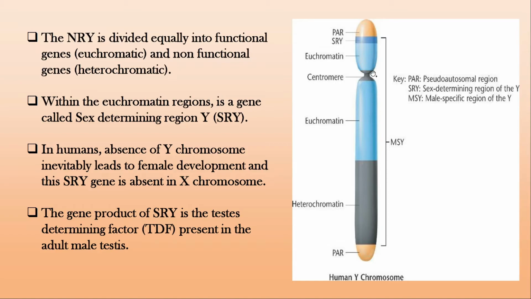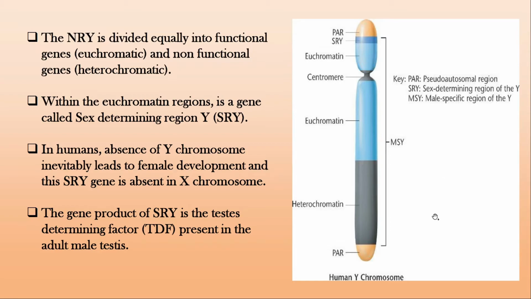The NRY is divided equally into functional genes and non-functional genes. Functional genes are called euchromatin and non-functional genes are called heterochromatin. So within the euchromatin region there is a gene called the sex determining region. In humans, if the Y chromosome is absent, it leads to the development of a female because the SRY gene is absent in the X chromosome.